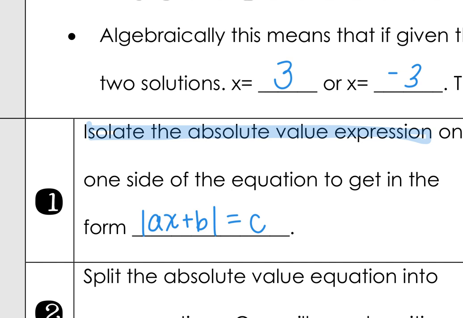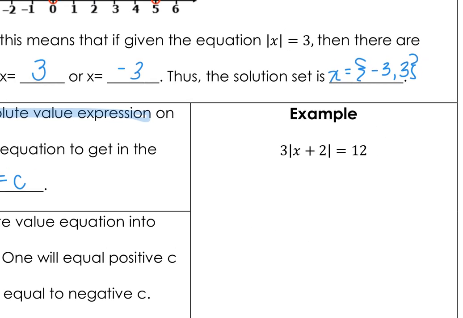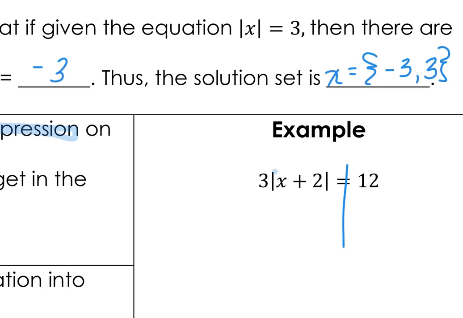So we want to make sure that the absolute value expression is all by itself on one side, and then it's going to be equal to some number on the other side. So if we look at our equation, well, here's the absolute value part, x plus 2. Is it by itself over here on the left? No, it has a coefficient. The coefficient is 3.